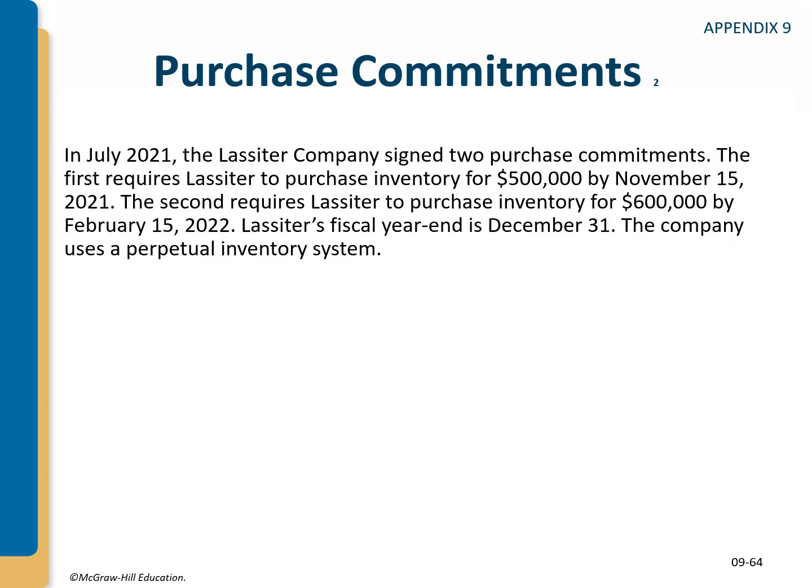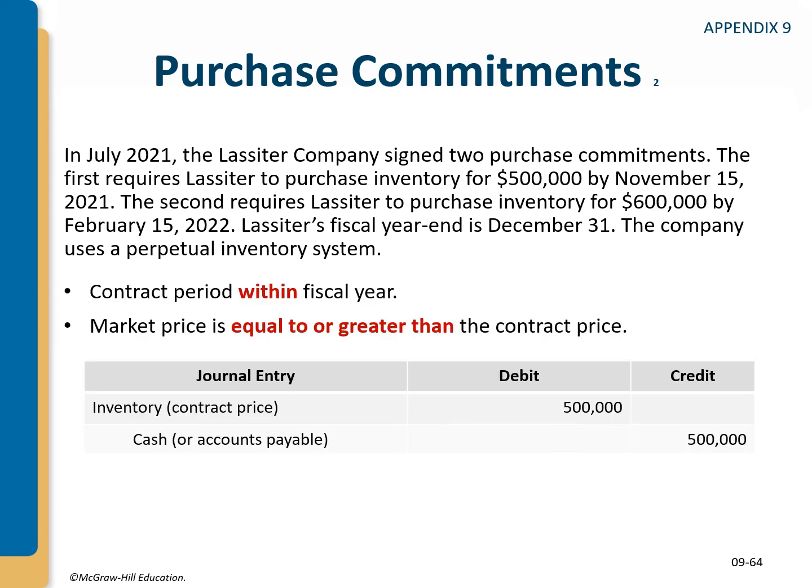In July 2021, the Lassiter Company signed 2 purchase commitments. The first requires Lassiter to purchase inventory for $500,000 by November 15, 2021. The second requires them to purchase inventory for $600,000 by February 15th of the next year, after the December 31st year end. The company uses a perpetual inventory system, when the contract period begins and ends within the same fiscal year.